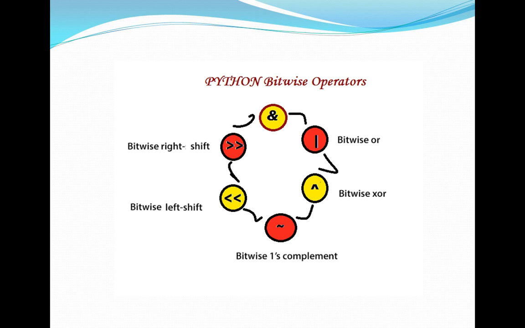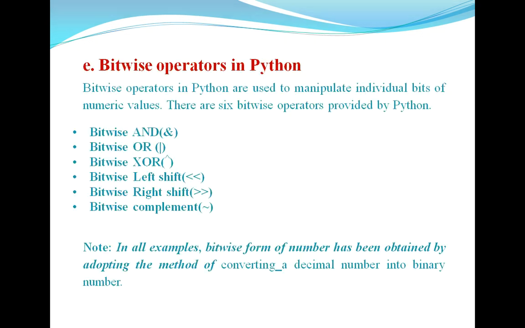Bitwise operators are basically used to do operations on bits. They do not work on the values, they work on bits. Bit is known as binary digit, and binary means 2 digits, that means 0 or 1. In this case, all the calculations are done with the help of only zeros and ones. So bitwise operators in Python are used to manipulate individual bits of numeric values, and I have already shown you this with the help of a diagram.